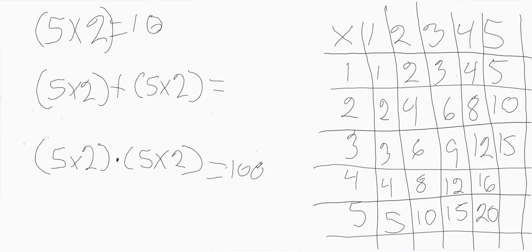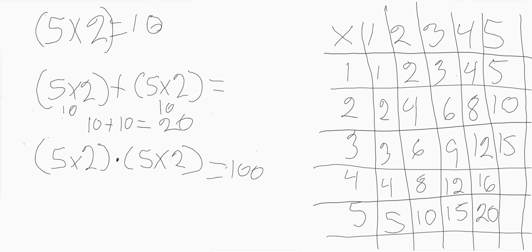So you know this is 100. 5 times 2 is 10. 5 times 2 is 10. You did what was in the parentheses. So your new problem is going to be 10 plus 10, and that equals 20.